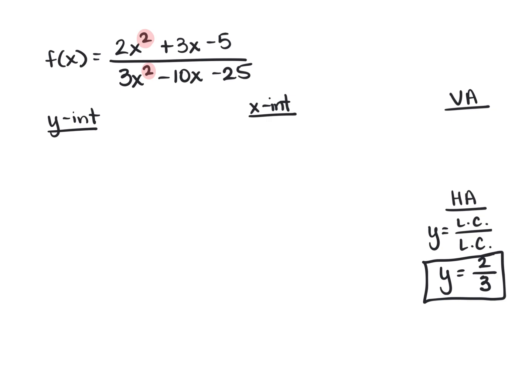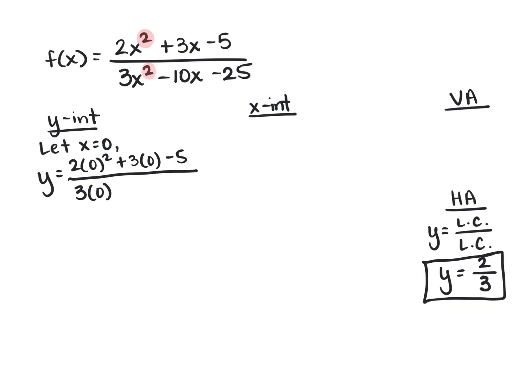All right, the next thing that I can do fairly quickly and easily is to find a y-intercept. So to find a y-intercept, we let every single x be equal to 0, and we're going to solve for y. So y is equal to 2 times 0 squared plus 3 times 0 minus 5 in the numerator. And in my denominator, I have 3 times 0 squared minus 10 times 0 minus 25.